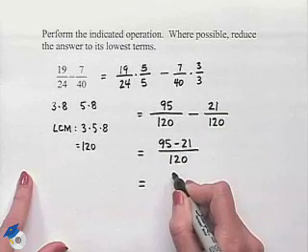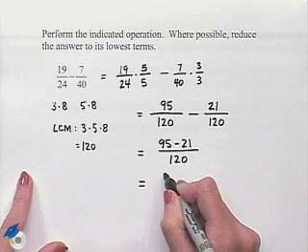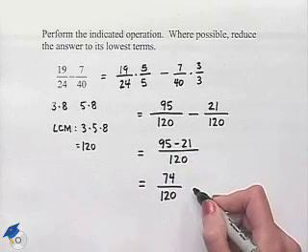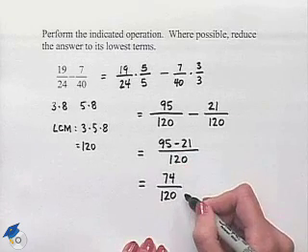And now let's do the subtraction. 21 from 95 leaves us with 74. And then the next thing to note is whether we can reduce this answer.